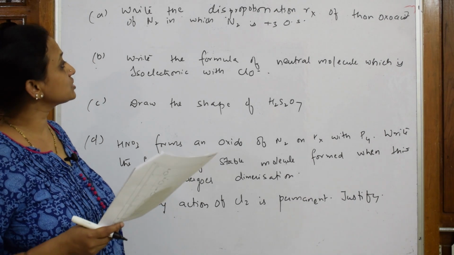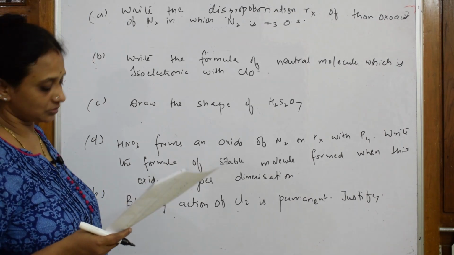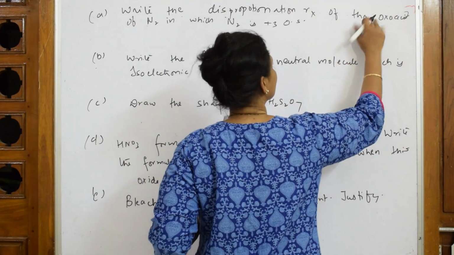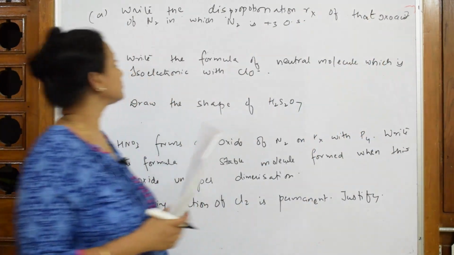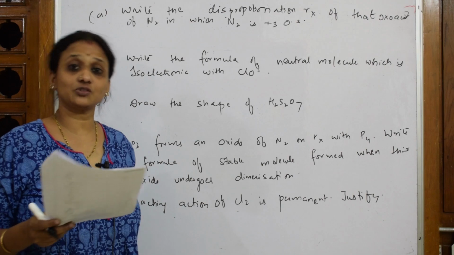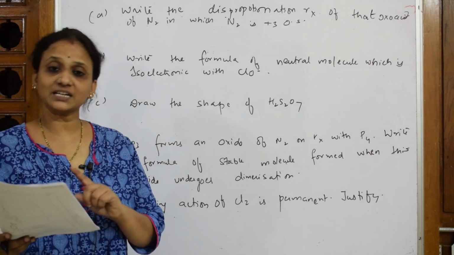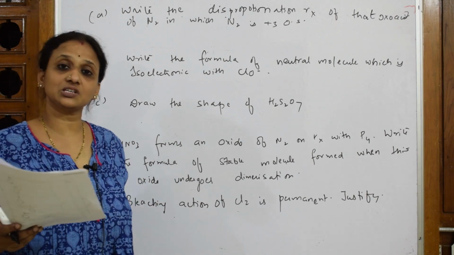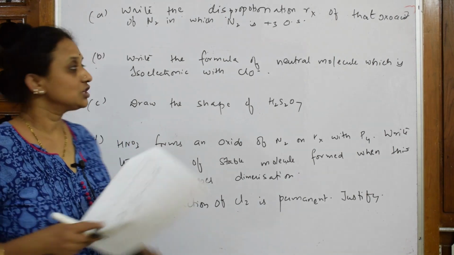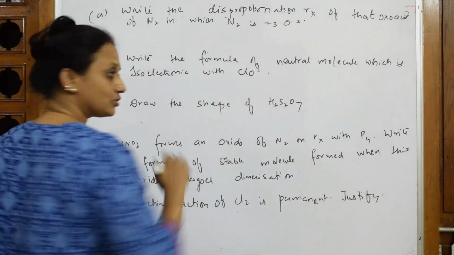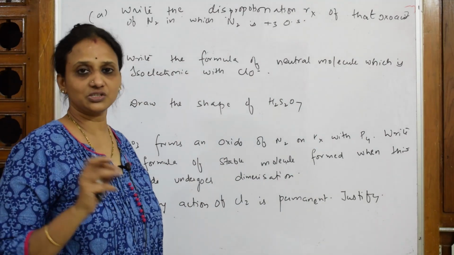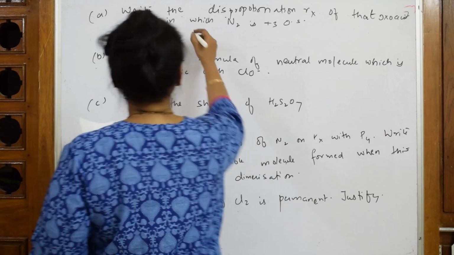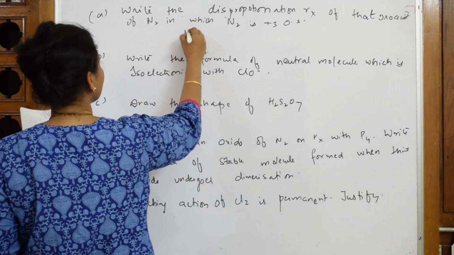Write the disproportionation reaction of that oxo acid. Okay, it is that oxo acid of nitrogen in which nitrogen is in +3 oxidation state. You have to write a reaction in which the nitrogen in the reactant is +3 oxidation state. So I felt this is the best reaction. We already know disproportionation, both oxidation and reduction occur in the same reaction. Yes, so I felt this is the correct thing. I'll be writing that. I've already noted this.